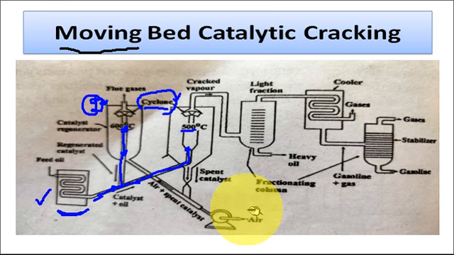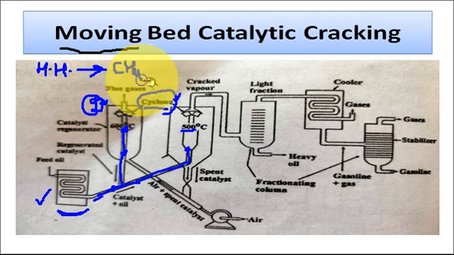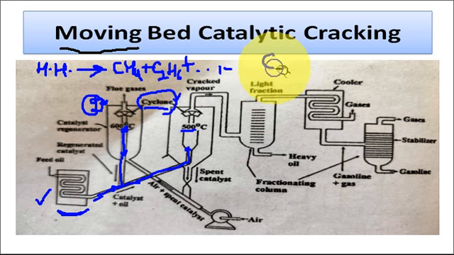So what is the process? First of all, heavy oil vapors are passed through this pipeline and mixed with the catalyst. Both of these are now passed through to the reaction chamber. In the reaction chamber, the reaction starts. What reactions are taking place? As we discussed, higher hydrocarbons are converted into lower molecular weight hydrocarbons such as methane, ethane, propane, butane, like this. Many hydrocarbons are formed along with some carbon particles.